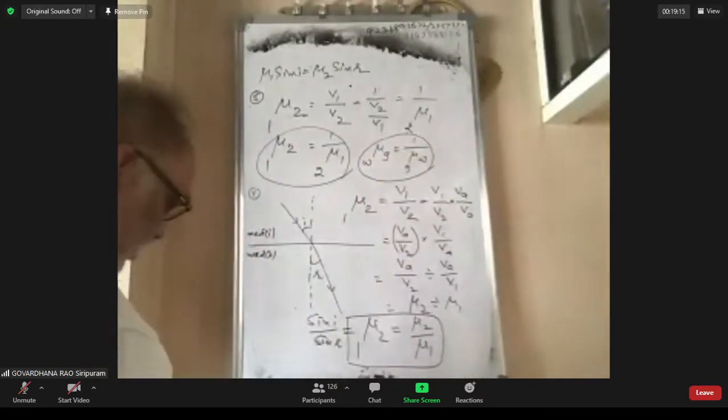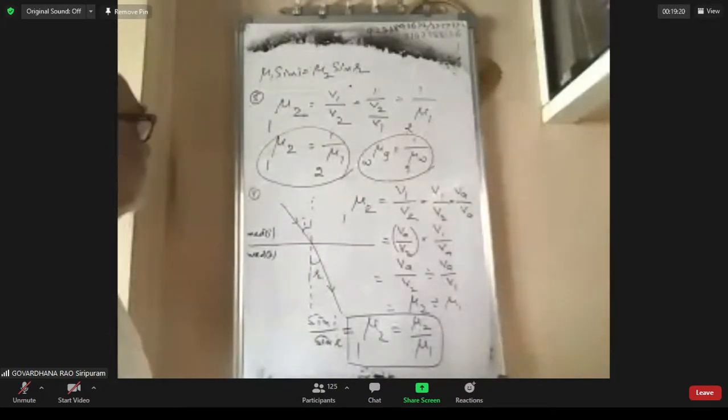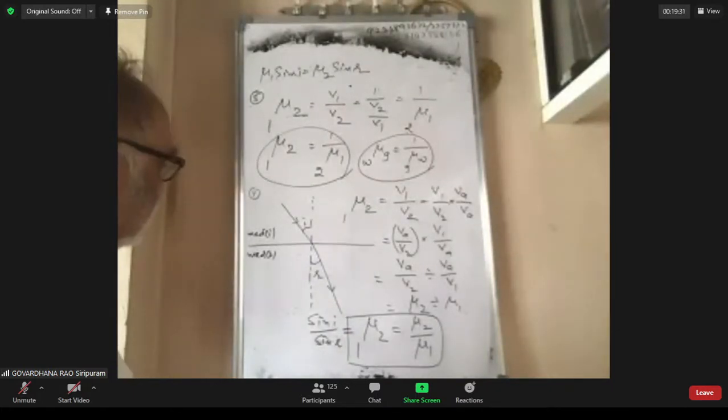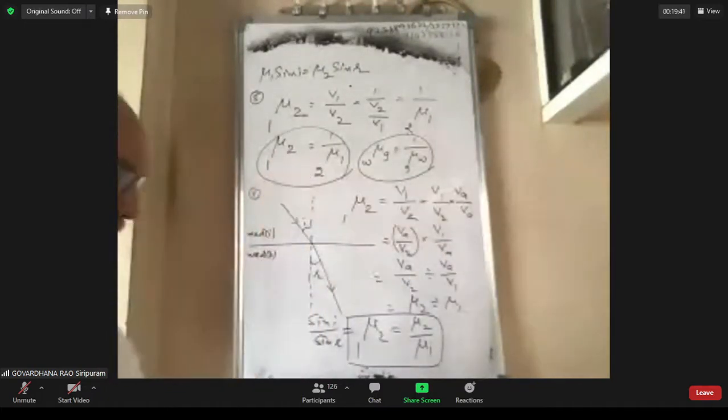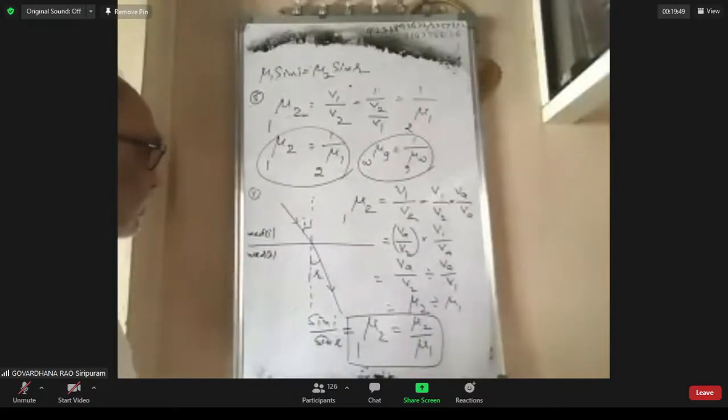Yes, sir. That relation is true for all media. The mu of glass with respect to water is equal to 1 by water with respect to glass, right? It is true for all media. This is a general formula. Glass and water are just examples.